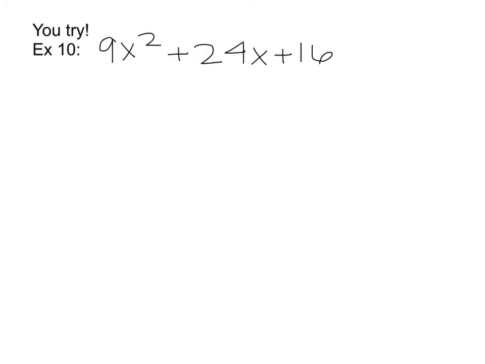Press pause and factor 9x squared plus 24x plus 16. So can we take the square root of the first term? What's the square root of 9x squared? It gives me 3x. Can I take the square root of the last term? Yes, it gives me 4. Okay, so now let's check. 3 times 4 gives me 12, and then times 2 equals 24. So it is a perfect square trinomial. Now all we have to do is bring down this sign that's in the middle, the plus sign, put parentheses around it, and square it. And that's how you factor 9x squared plus 24x plus 16.